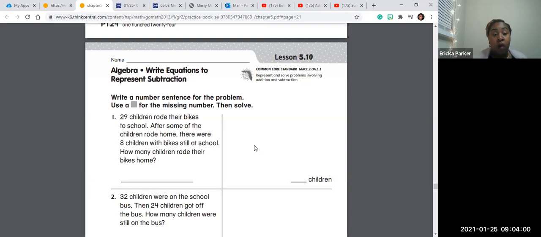32 children were on the school bus. Then 24 children got off of the school bus. How many children were still on the school bus? All right, I want you to zip your lips, open your ears. I'll read it to you one more time. 32 children were on the school bus. Then 24 children got off the bus. How many children were still on the bus? I want you to take a minute, pause this, work out your problem, figure out your number sentence, and then press play.